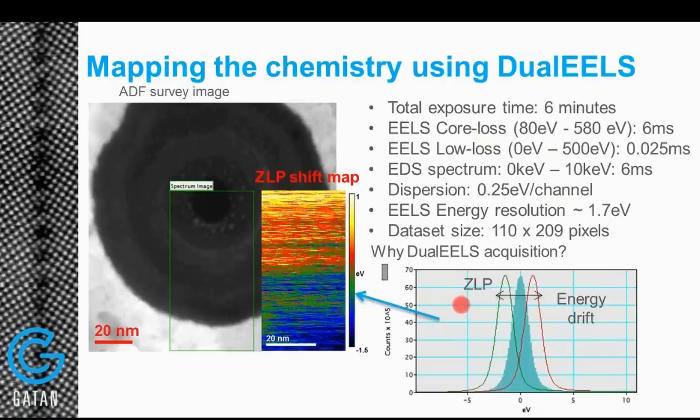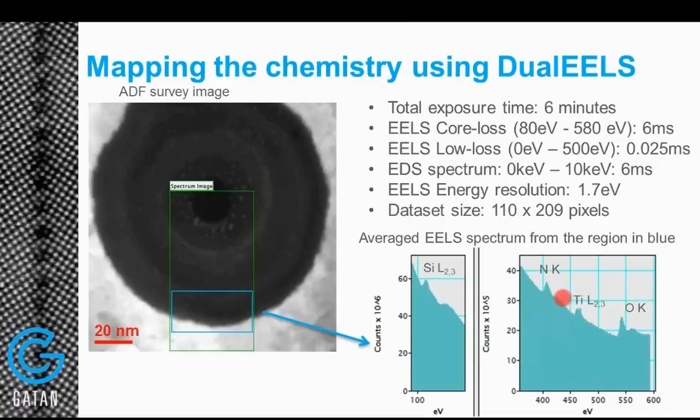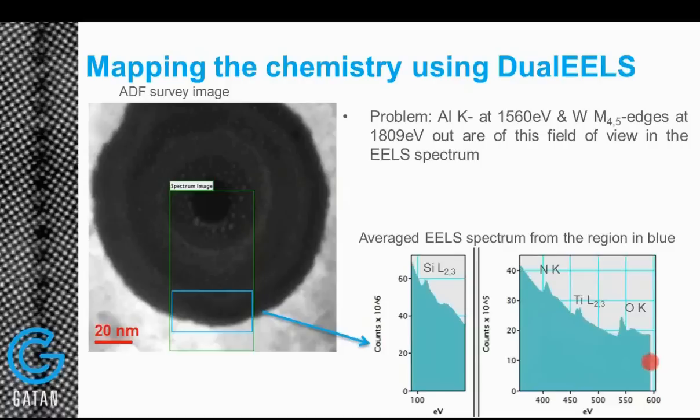So we acquire all the data, having all the core loss data, along with the low loss data, along with the zero loss peak. And the zero loss peak can be used as a reference to remove the effect of energy drift. Okay. So if we extract a spectra from this area, we have the silicon edge, we have nitrogen, titanium, oxygen. But the other question that you might ask is, what about the other elements? We still have aluminum K, 1560, tungsten M45, 1809, but obviously these edges are now out of the field of view in this particular setup where we want to go for good energy resolution, okay?